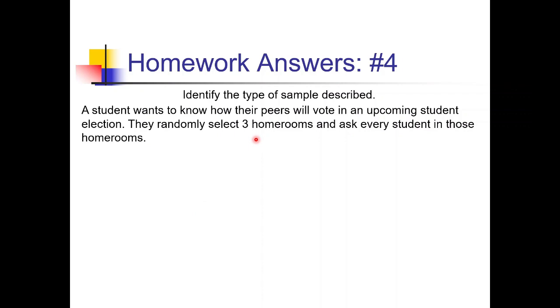On this problem, they want us to identify the type of sample being described. So we have a student who wants to know how their peers will vote in an upcoming student election. They randomly select 3 homerooms and ask every student in those homerooms. So because we are randomly picking some groups and then asking everybody in the groups, this is an example of a cluster sampling process.